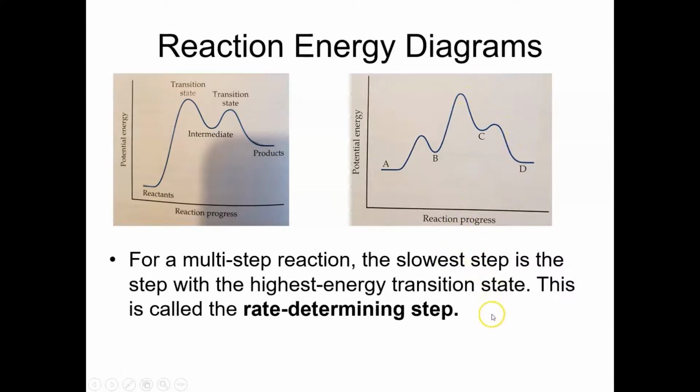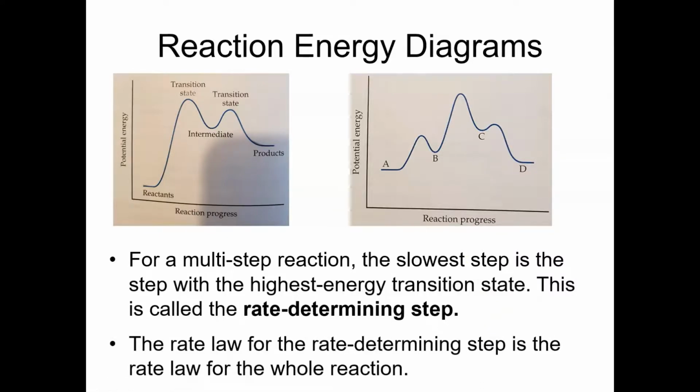We call that the rate determining step because, and here's the really important thing, the rate law for the rate determining step is going to be the rate law for the whole reaction. That is, the slowest step is going to determine the rate for the entire reaction, and therefore the rate law for that step is going to be the rate law for the whole reaction.